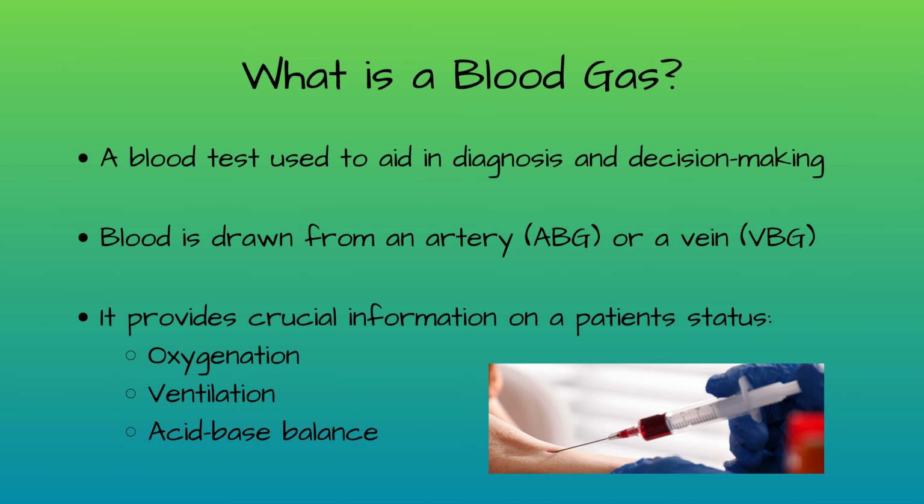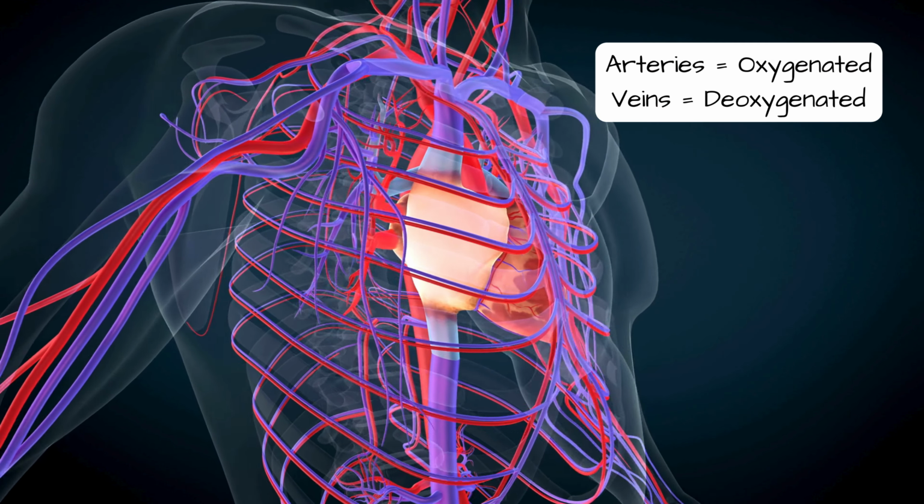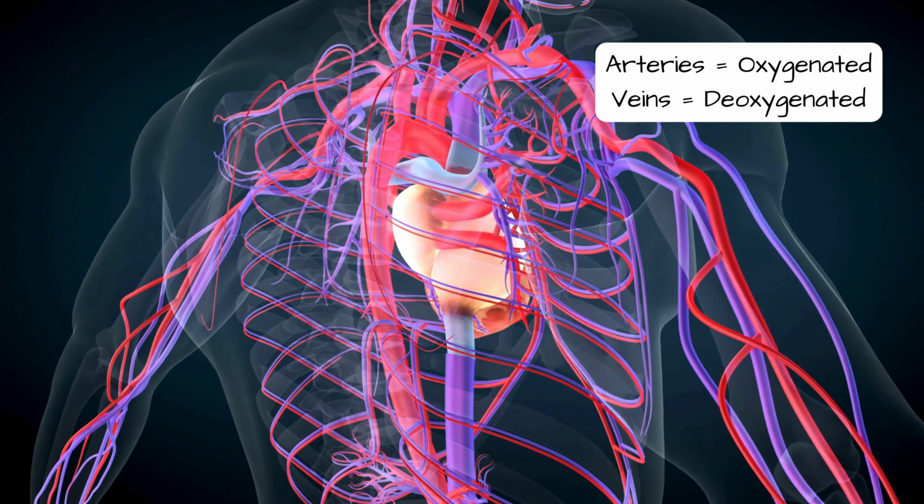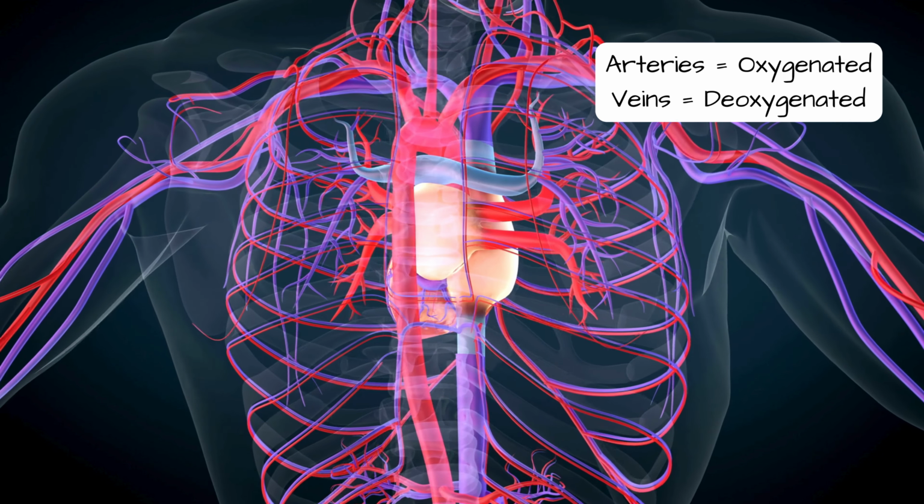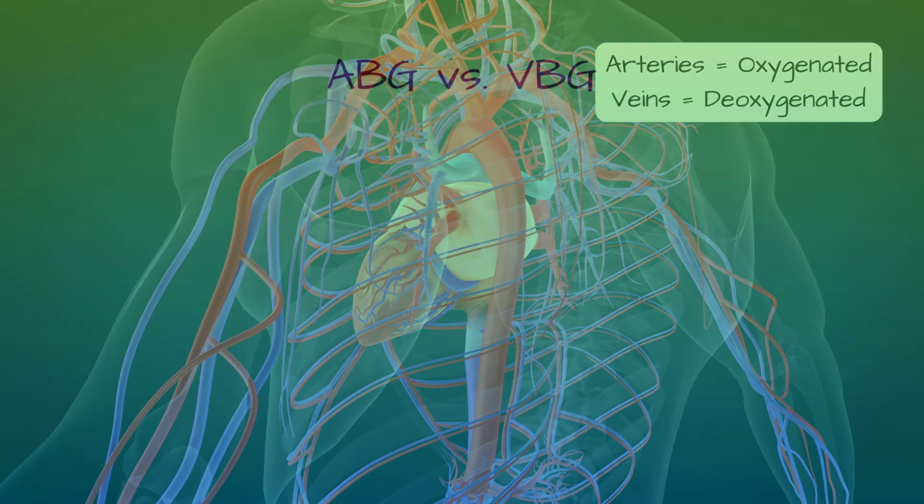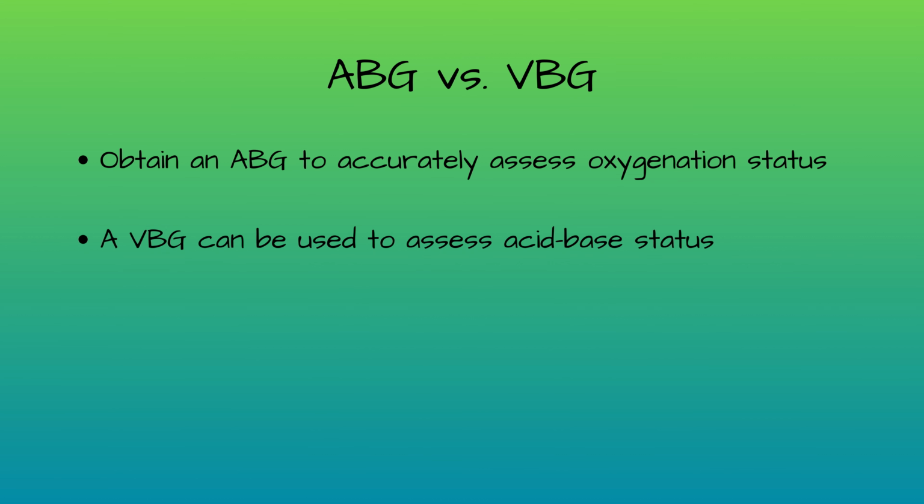We know from anatomy and physiology that arteries carry oxygenated blood and veins carry deoxygenated blood. So although an ABG and VBG both measure the same parameters, we can expect that the oxygen values will be much higher on an ABG and much lower on a VBG. If you need to accurately assess the oxygen status of a patient, you must obtain an ABG. However, if oxygenation is not a primary concern, a VBG can be used instead to assess acid-base status.